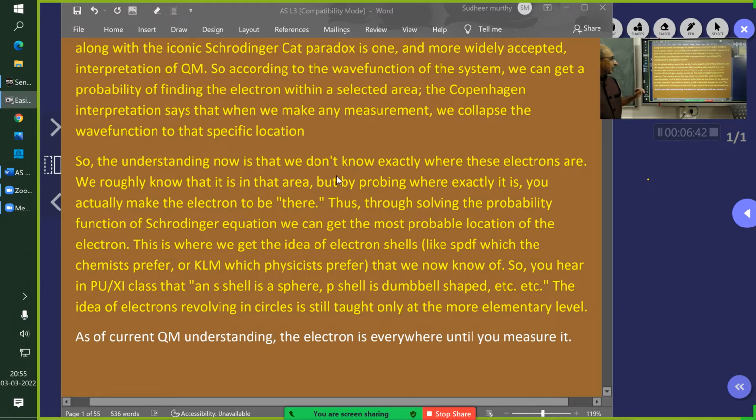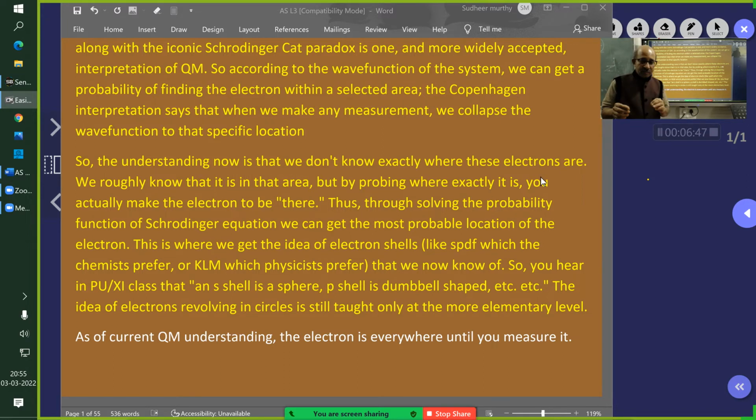So, the understanding now is that we don't know exactly where these electrons are. We are going to shortly derive the Bohr radius. Once you derive the Bohr radius by applying the Bohr model, the Bohr radius will tell you where the electron is, in what vicinity. However, as I just mentioned, if it is a multi-electron system, then the Bohr model cannot be applied. The Bohr model is only applicable for hydrogen-like atoms. I suppose you have heard this term, hydrogen-like atoms.